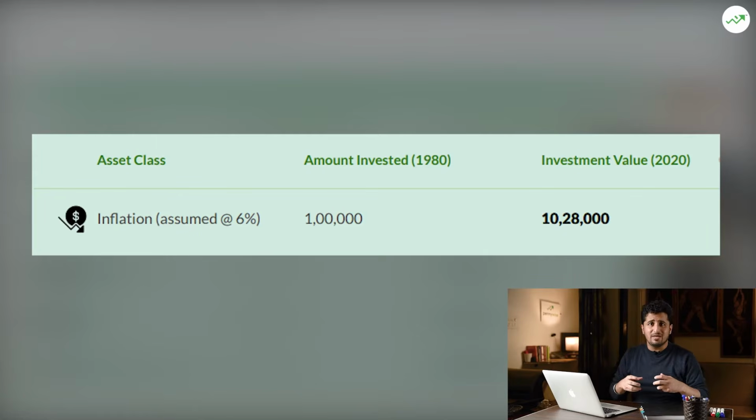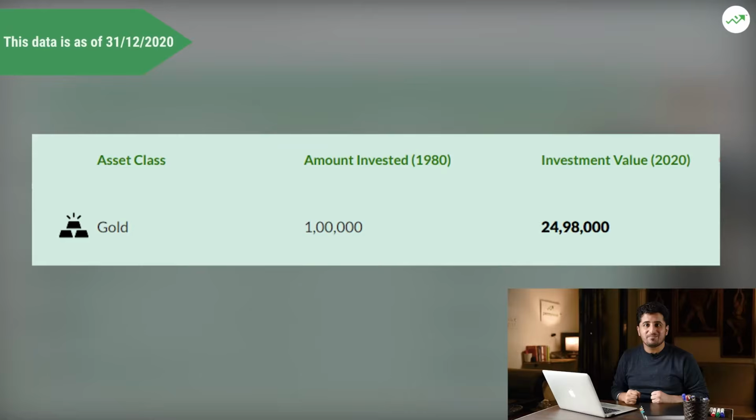So which means if you, let's say you bought this pen for 1 lakh rupees in the year 1980, the value of this pen is going to be about 10 lakh 30,000 rupees. You have to pay 10 lakh 30,000 rupees today in order to buy the same pen. Okay, I hope the pen is not that expensive. Anyways, now let's say you invested this 1 lakh rupees into gold. What would be the value of that 1 lakh rupees today?